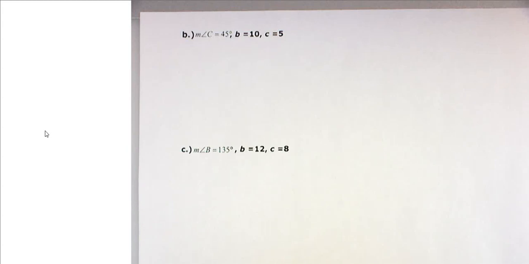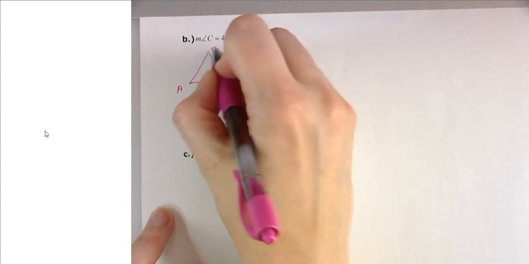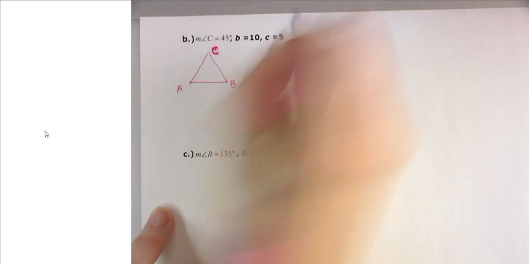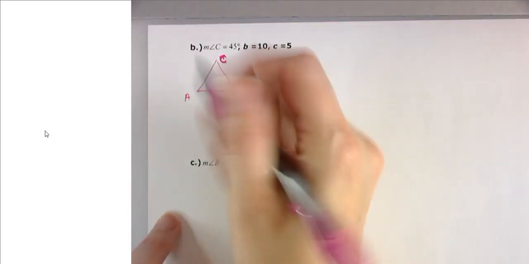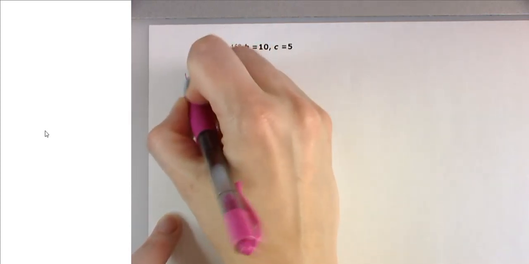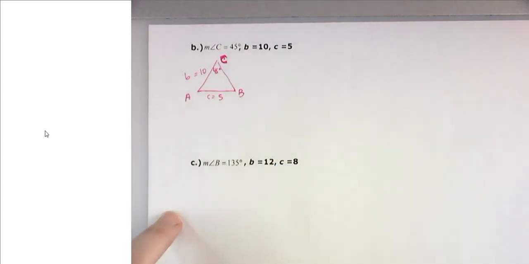Okay, so we're still working with the ambiguous case here. And remember I said the first thing to do is to draw your triangle. So we have A, B, C. And again, I like to put the A, the B, and then the C just so that it matches the picture. And then side B is given, so that's 10. And side C is given, and that's 5. And then the measure of angle C is given, and that's 45.